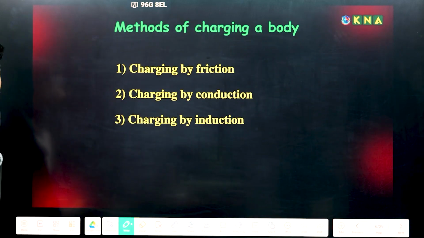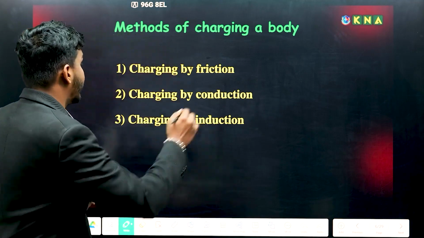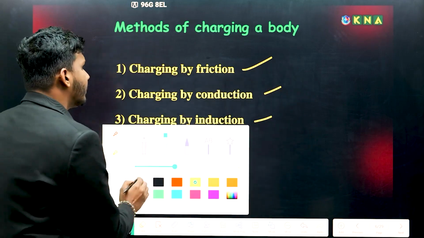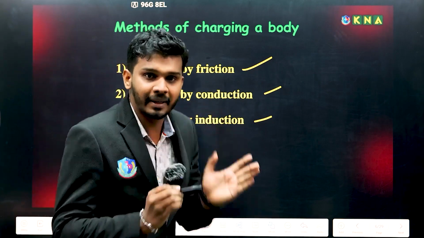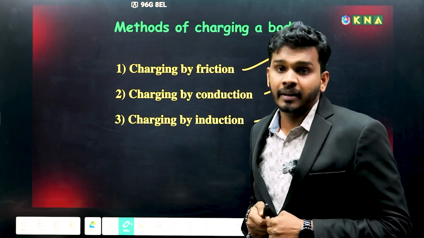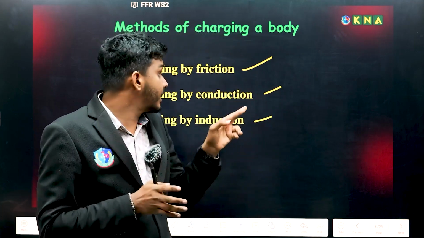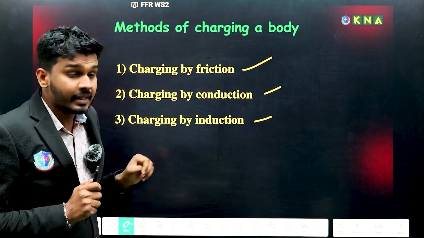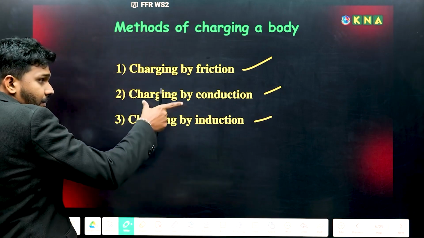Then, what are the methods of charging a body? For charging a body, there are different methods. The first one is charging by friction, or charging by rubbing. Through rubbing, charge can be transferred from one body to another. By direct rubbing contact, charge can be transferred. That is called charging by rubbing.